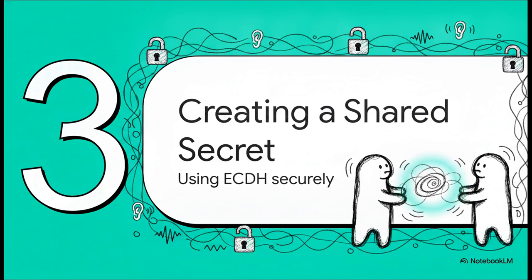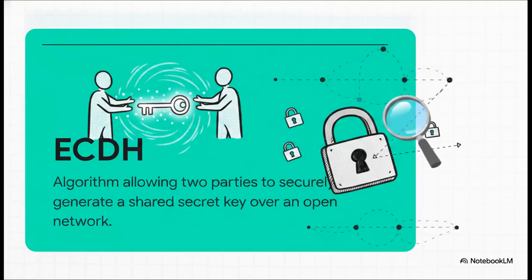This is where we see ECC's first major superpower in action. To establish a shared secret over a completely hostile open network, systems use ECDH, which stands for Elliptic Curve Diffie-Hellman, and this algorithm honestly feels like a magic trick.